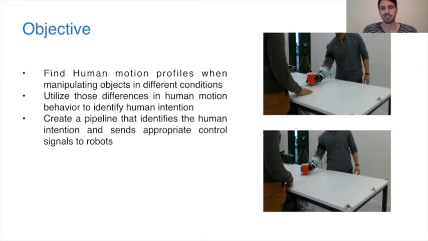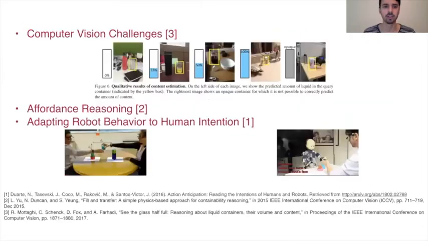And then build a human-robot pipeline so that robots can also take advantage of this information like humans, and adapt their controller to manipulate the objects the same way that a human would manipulate.